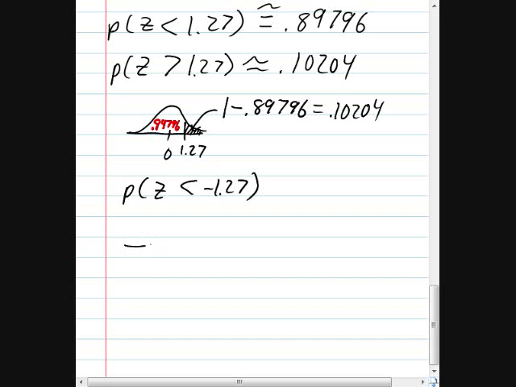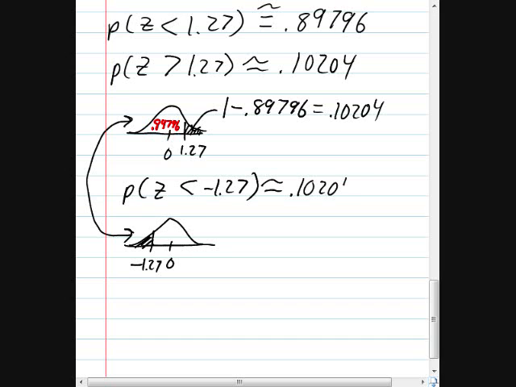What if we want the probability that a standard normal random variable is less than a negative number? Again, drawing a rough sketch of the curve can really help. Centered at 0, negative 1.27 is a number to the left of 0. We want everything less than that. Because of the symmetry of the bell curve, this area is equivalent to this area. So we can flip the curve around, solve for the area in the previous example, and we'll get our answer. And we know that this area is 0.10204.